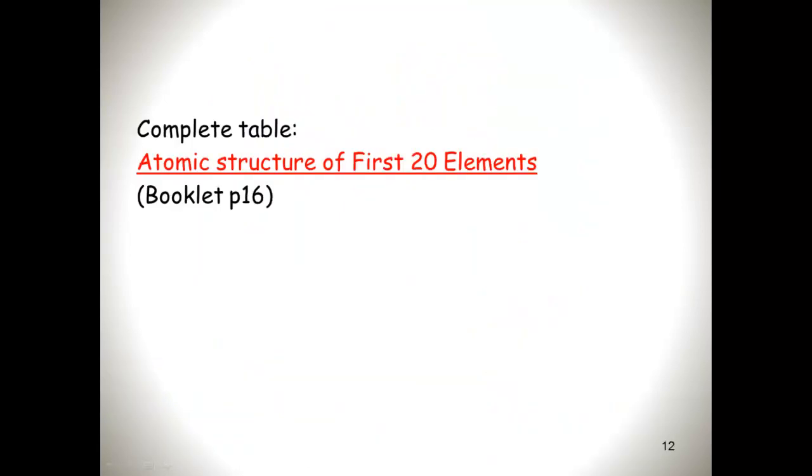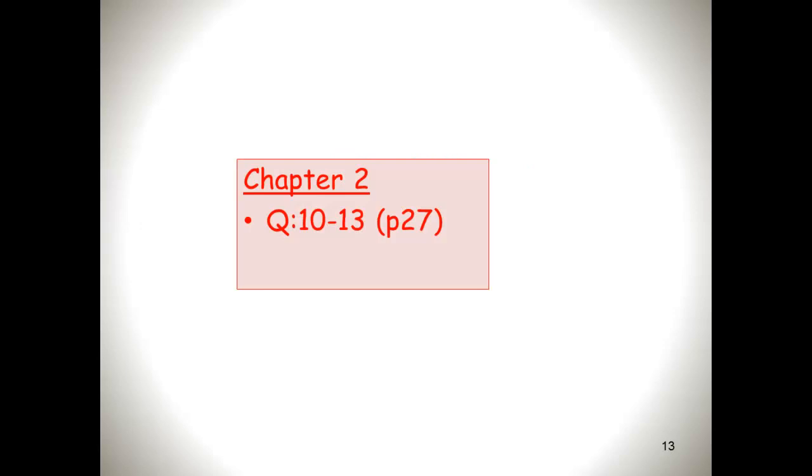A couple of things I'd like you to do now is to complete the table on page 16 of your booklet, which is the atomic structure of the first 20 elements, and there are 3 chapter questions there that you can complete for me. The second video will go into the electron configuration of elements after calcium.